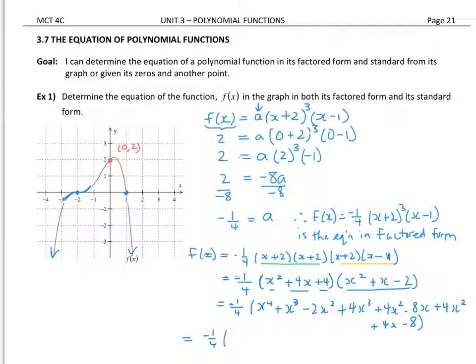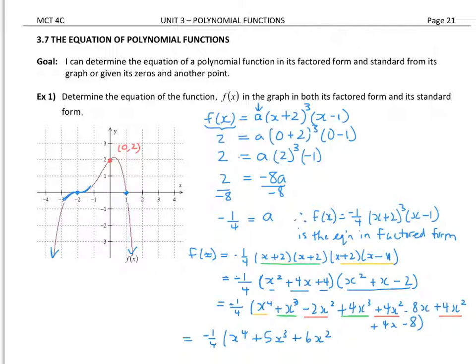I've got 1x to the 4, and I've got no other x to the 4s to put with that, so that's x to the 4. We have 1x cubed here, 1x cubed here. We've got 4 more x cubes here, and that's the end of the x cubed, so that's altogether 5x cubed. And then we have a minus 2x squared. We have a plus 4x squared. That's 2x squared. Plus another 4x squared. That would be 6x squared. So that's going to be plus 6x squared.